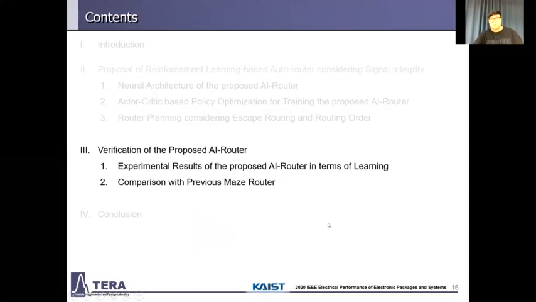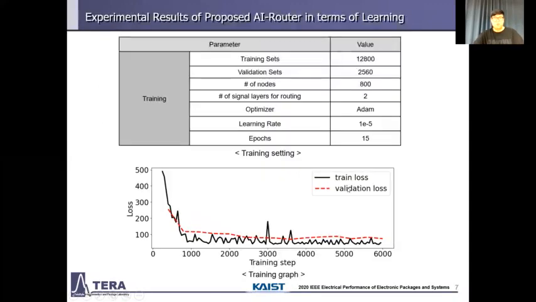And let's see the experimental results. This is our experimental setting: the number of training sets, validation sets, number of nodes, and number of signal layers. For the optimizer, we use the Adam optimizer, with a learning rate and training epochs. So this is the training data. As the training loss converges, the validation loss also converges, so we can say there is no overfitting. It converged very stably and is well trained.